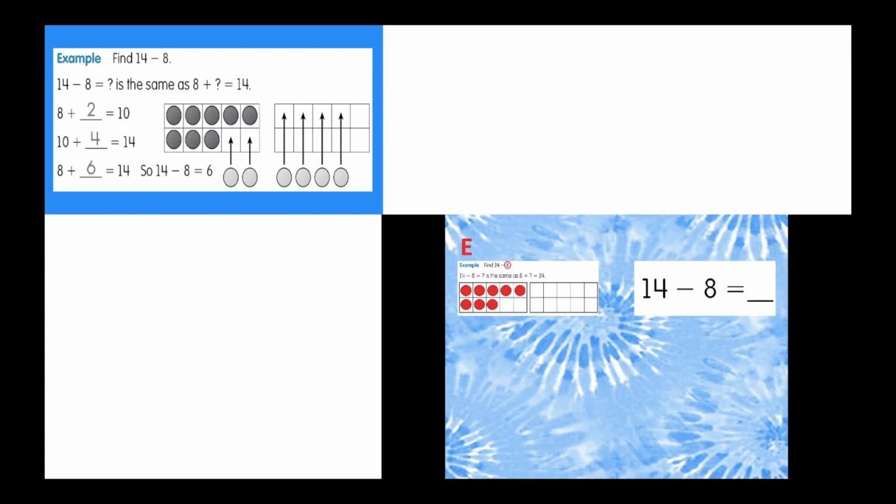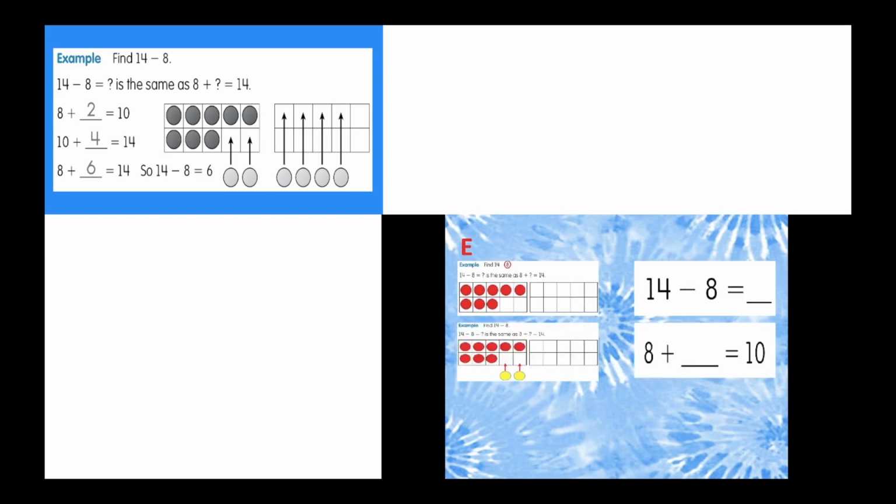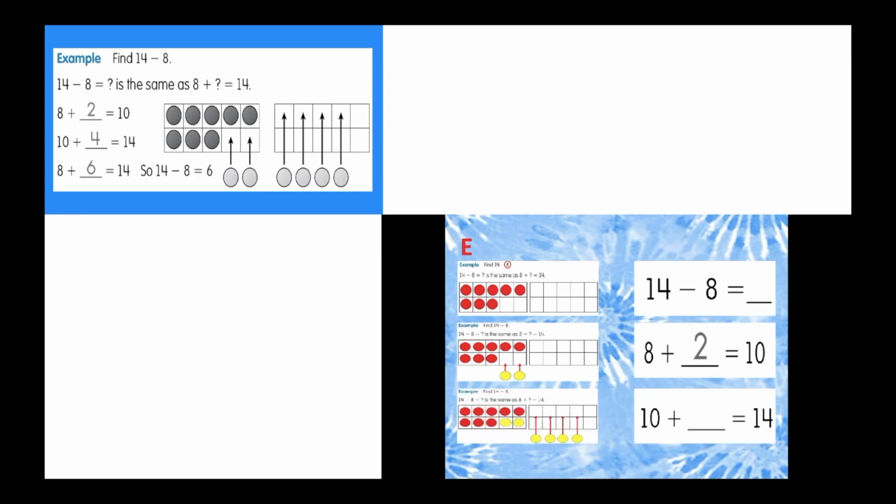Just like we did in example D, we're going to go step by step and show the subtraction sentences that go with this problem. We started out with 8 counters because that was the part that we knew. Then we used the strategy of addition to help us count on to 10 to help us solve. Since we added 2 yellow counters to make 10, we're going to represent that in our addition sentence. So we have 8 plus 2 equals 10. But remember, we're not done yet. We still needed to get to our whole of 14.